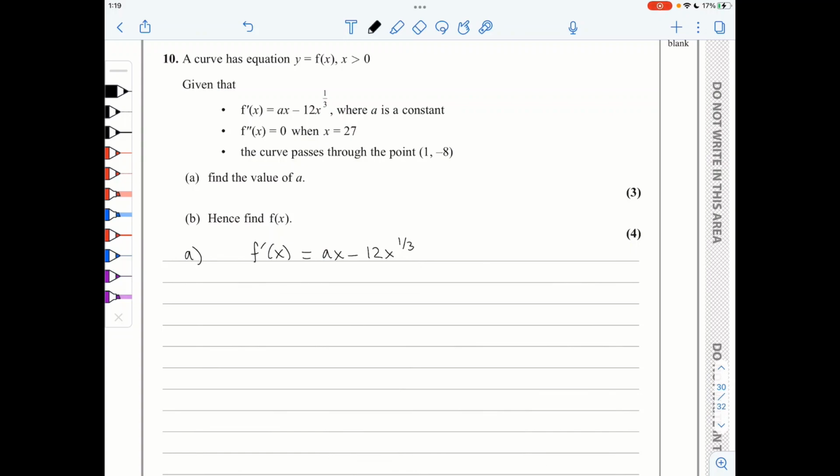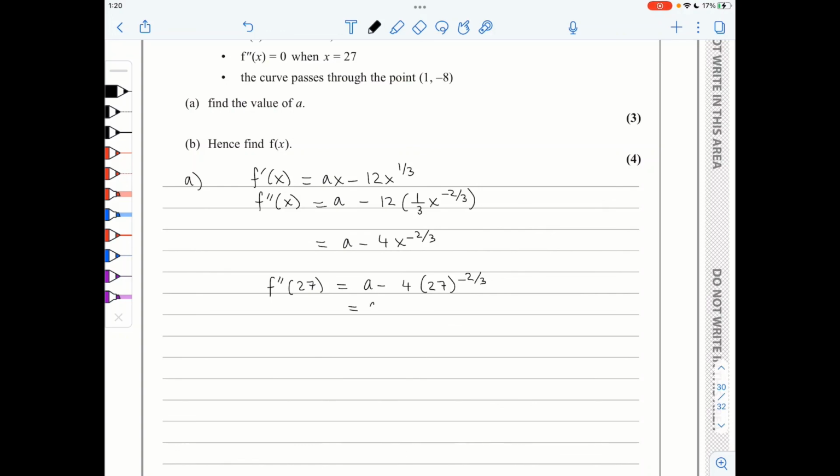So I will start by considering f dash of x, which I've been told to be ax minus 12x to the 1 over 3. I will differentiate to get an expression for the second derivative. So f dash dash of x is a minus 12 times a third x to the minus 2 over 3. So this is a minus 4x to the minus 2 over 3. Now f dash dash of 27 is a minus 4 times 27 to the minus 2 over 3, which is a minus 4 over 9, and this is equal to 0 according to the second bullet point, and therefore a is 4 over 9.